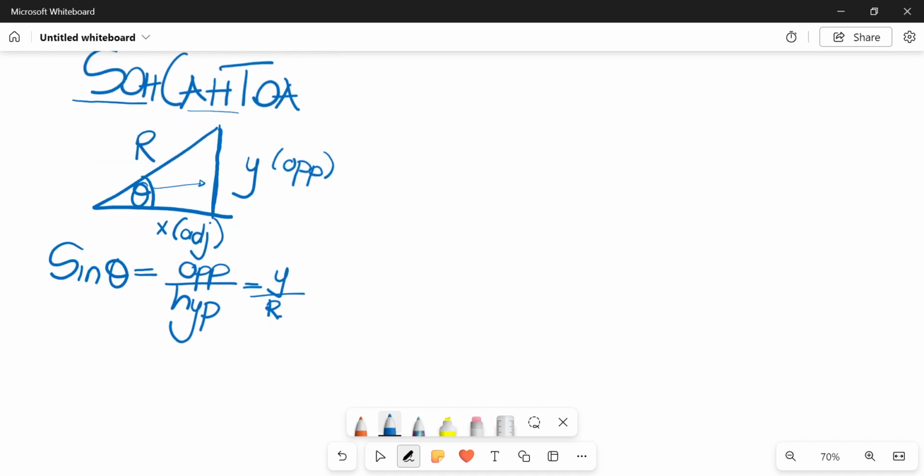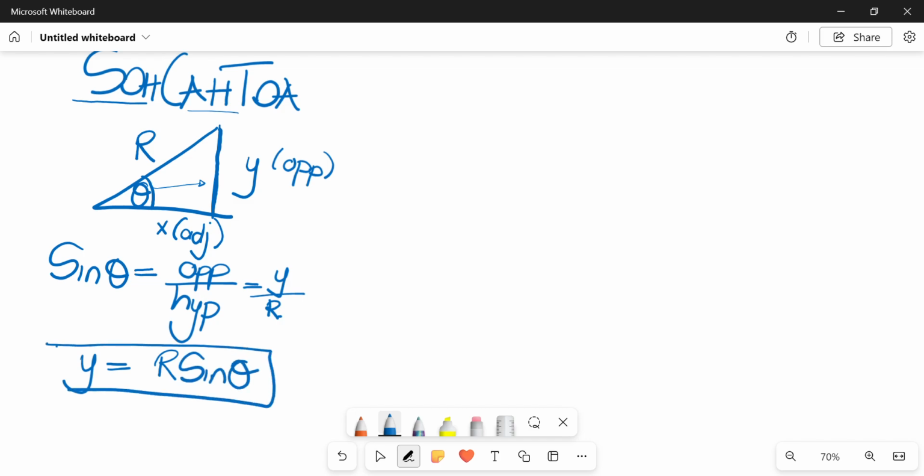Then when you cross multiply, essentially you're able to express your y in terms of r sine theta, because at the end of the day, you are trying to find an expression that helps you solve for the unknown while you are working with what you have.